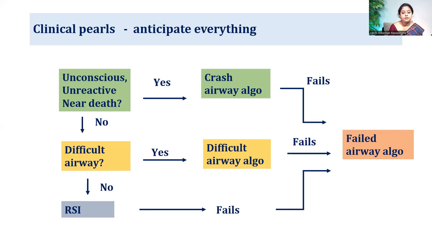If you don't find that the patient has a difficult airway, then straight away you can go for rapid sequence induction. But remember, there is another, DSI or delayed sequence induction, which is one of the commonest in practice in emergency care settings, which I will explain later. If the crash airway or difficult airway fails, and there are definitions of how you can declare a failed airway, then you have to follow the failed airway algorithm.